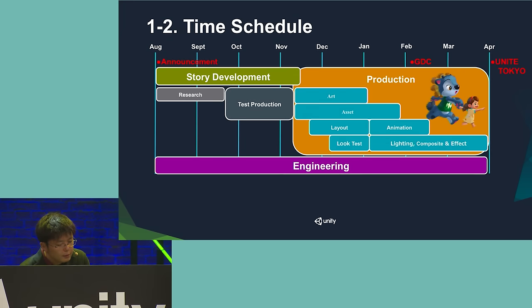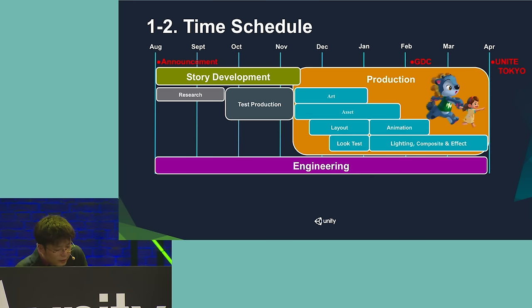Moreover, the time schedule was very tight. It was last August when the project information was given to the production team. At that point, I was told that story development would take until November, which means that the production team has only 3 months before GDC. I know that's a very short time. When I shared the fact with the production staff members, they all looked so confused.